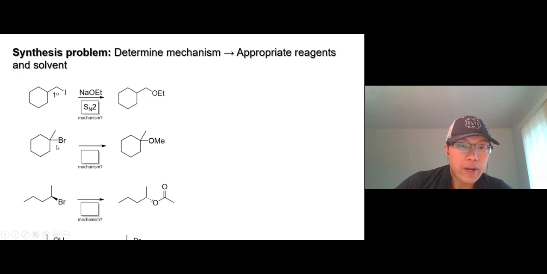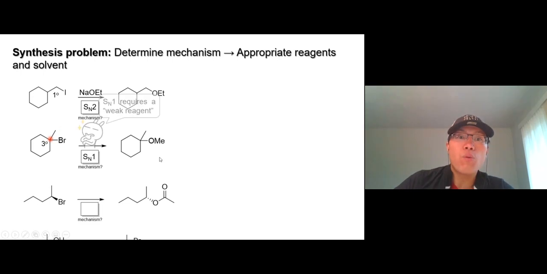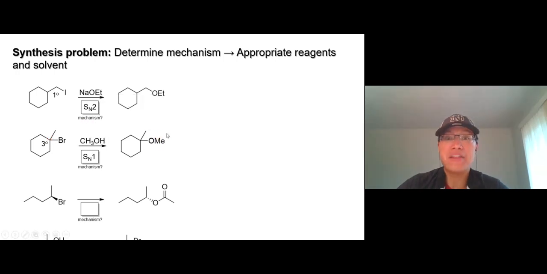Okay, next one down here. If you look at the structure of this alkyl halide, you should know this is going to go SN1. It doesn't go SN2. Tertiary blocks SN2. So if this were to go by an SN1 reaction, we want a weak reagent that looks like the methoxy group there. Well, methanol. Just add methanol there. This is a weak one.